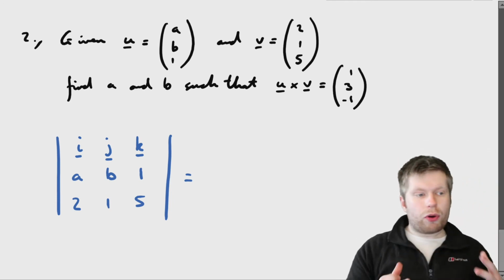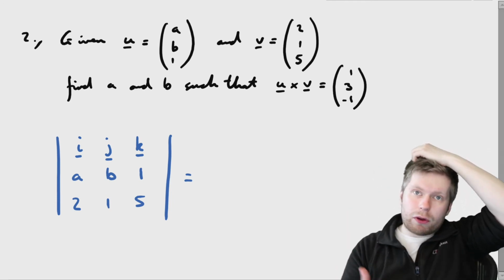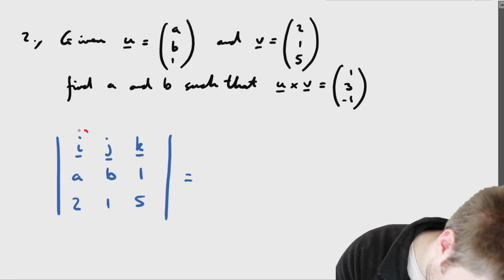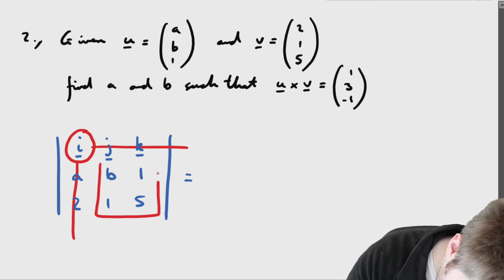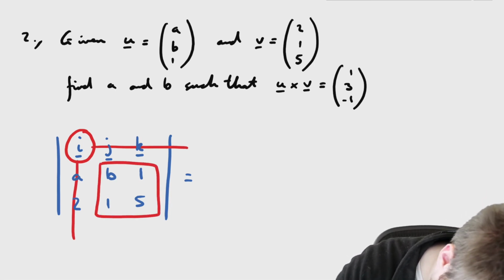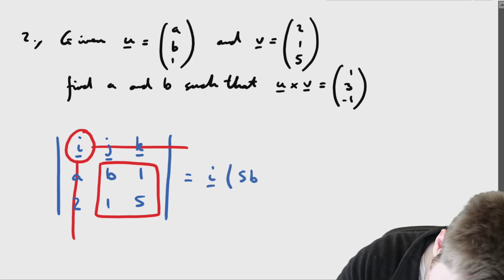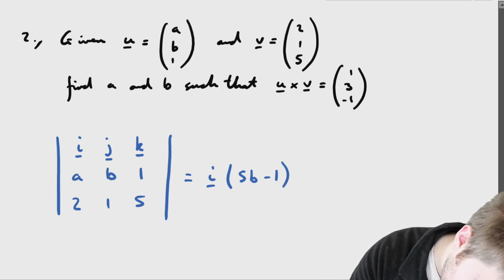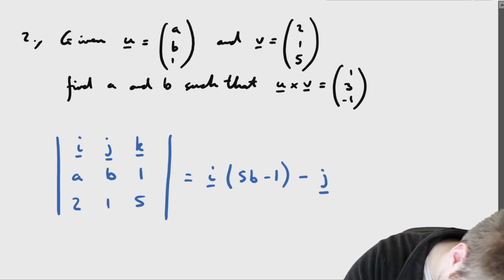So if I did know what a and b was, let's write down what the cross product would be. First things first, I'm going to take i, rule out the rest of the row and the rest of that column, and take the determinant of the remaining matrix. So this is going to be i times b times 5, which is 5b, take away 1 times 1, which is minus 1. Then I move across to the j. Now remember that I need to put a minus in front of this, so minus j.